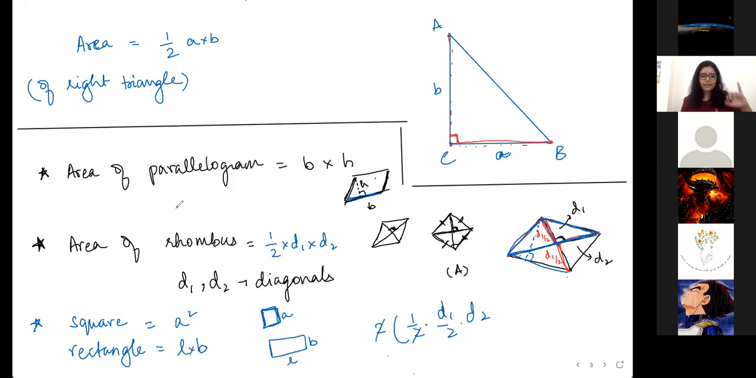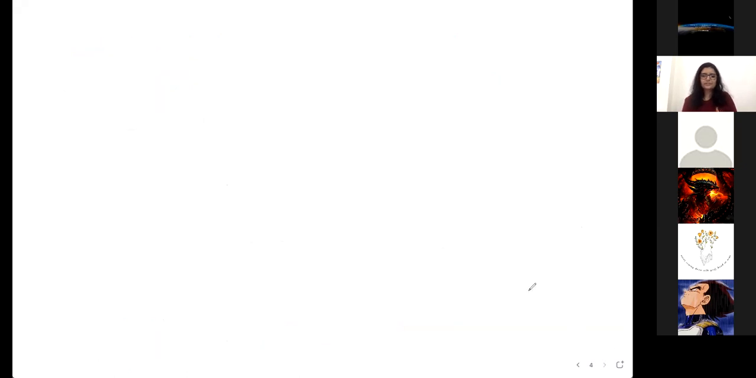Okay, so we've covered parallelogram, rhombus, square, rectangle. These are all the basic shapes. There's one more. I don't know if you guys know or not. You guys know what is this shape? I'm just drawing. Trapezium. Correct. So this is trapezium.